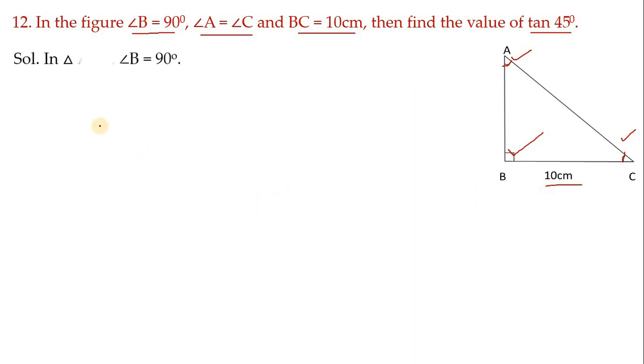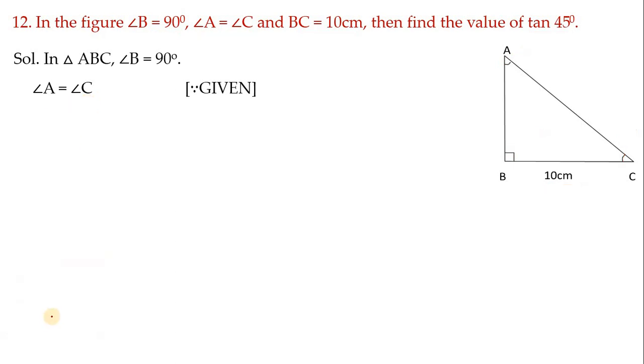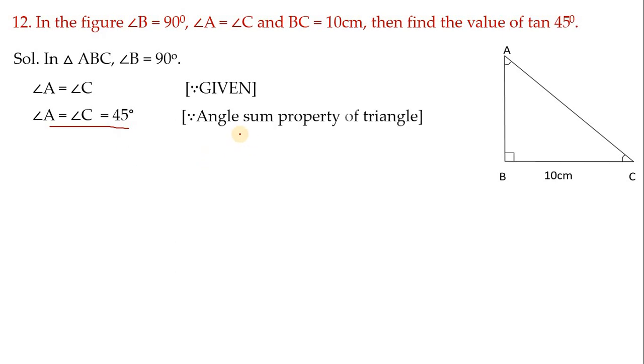So for that, first let us write the given things. In triangle ABC, angle B equals 90 degree, and they have given angle A equals angle C. Children, now let us find angle A and angle C values. You know that in a triangle the angle sum is 180 degree. This angle is 90 degree, so these two angles sum should be 90 degree. And they said angle A equals angle C, means A should be 45 degree and C should be 45 degree. Hence I have written directly here angle A equals angle C equals 45 degree. The reason is the angle sum property of a triangle.